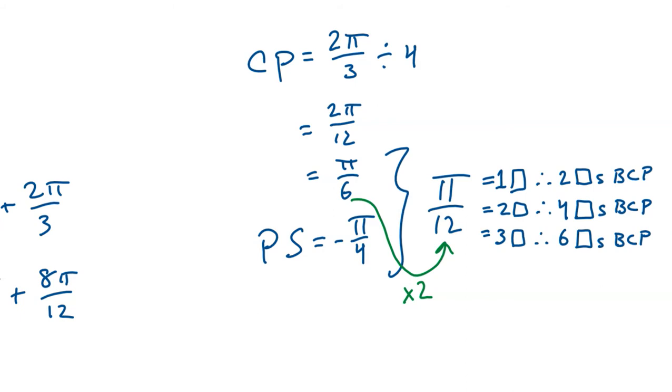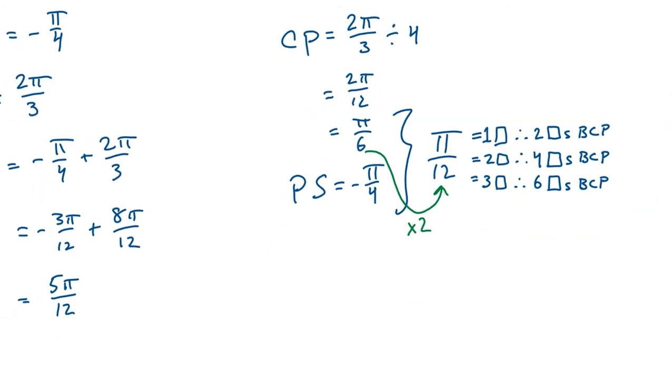Okay. I'm going to go with pi by 12 is equal to 2 squares. And so it'll be 4 squares between critical points. I'm going to go with that one. And it's because the multiplier between the 6 and the 12 times 2 gives me 4, right? So 4 squares.